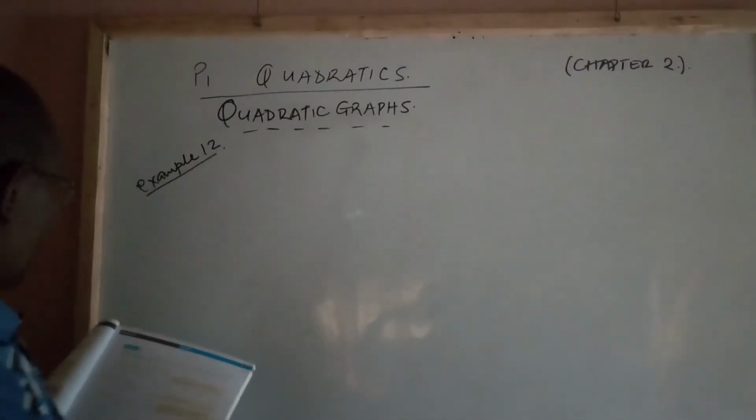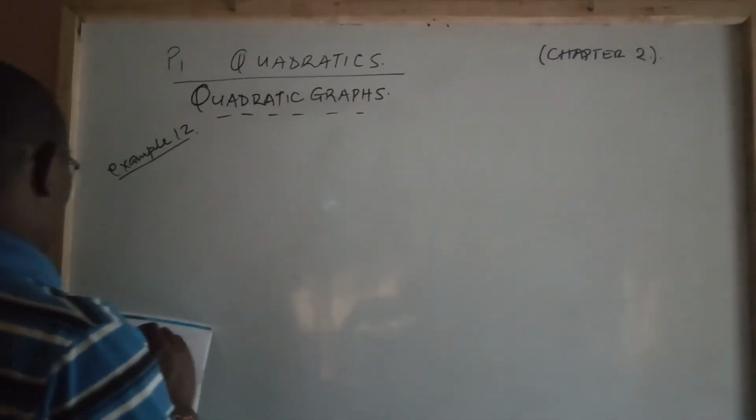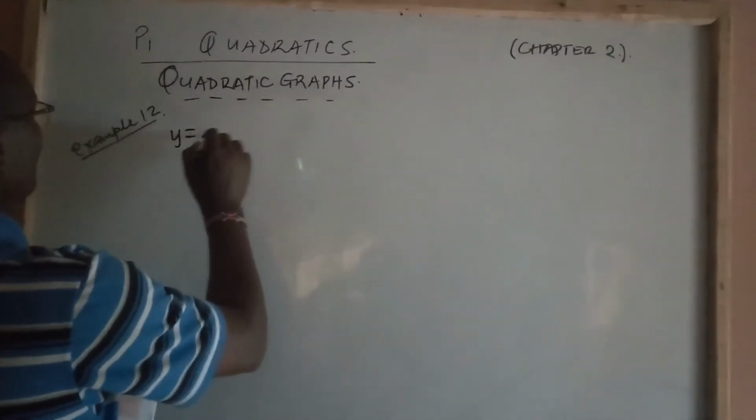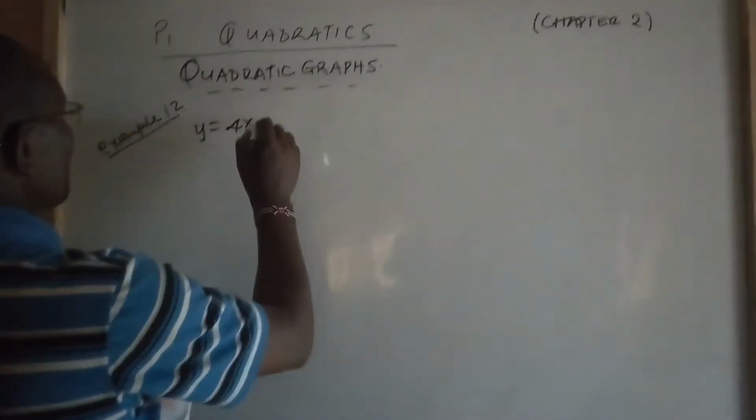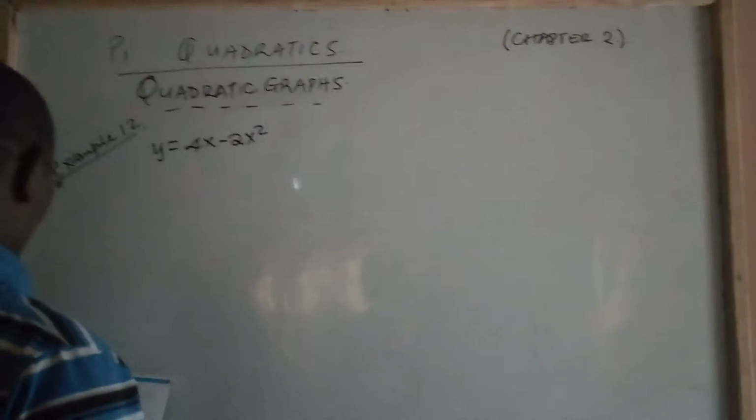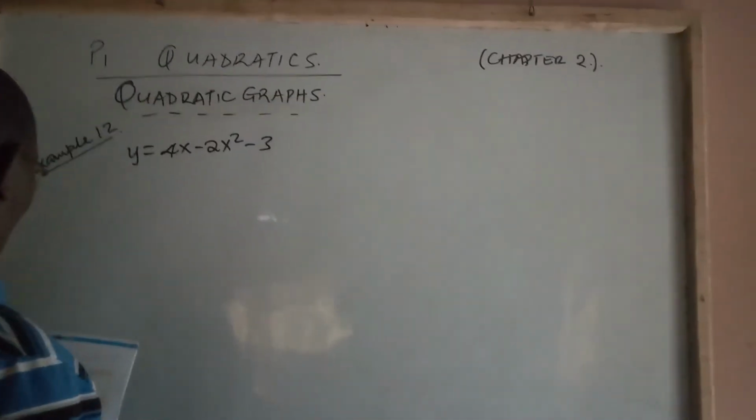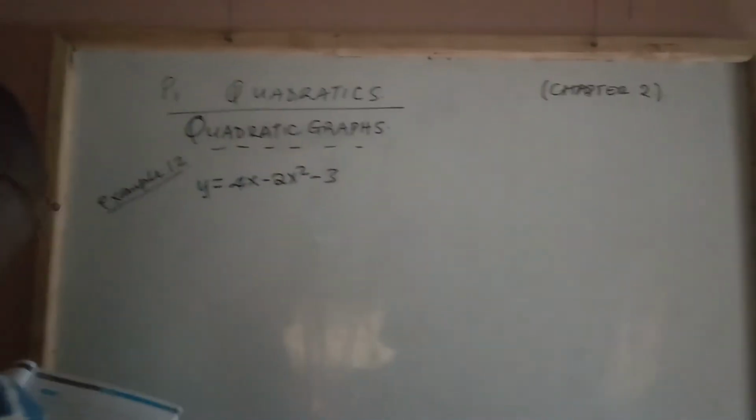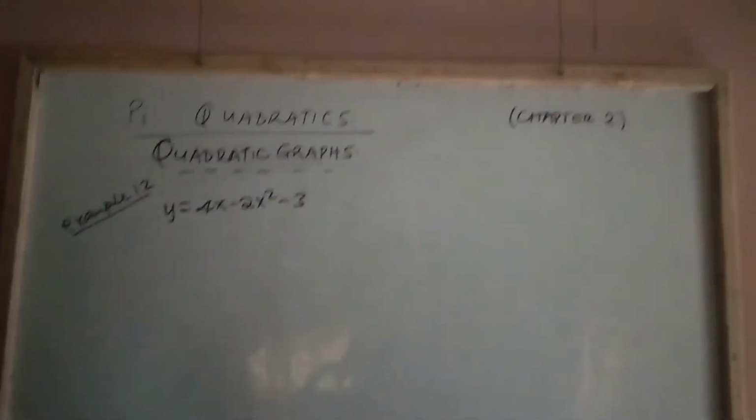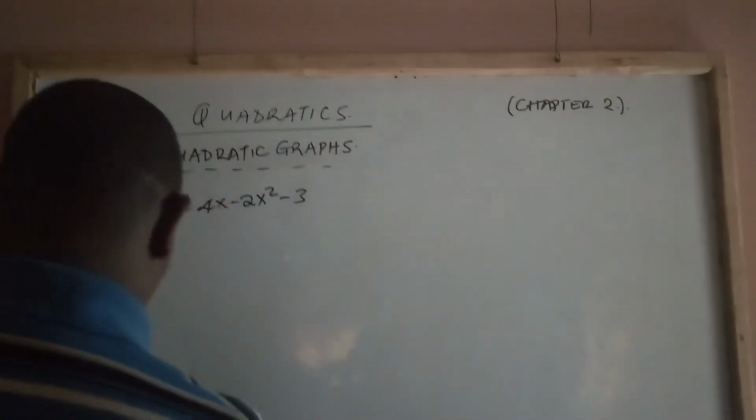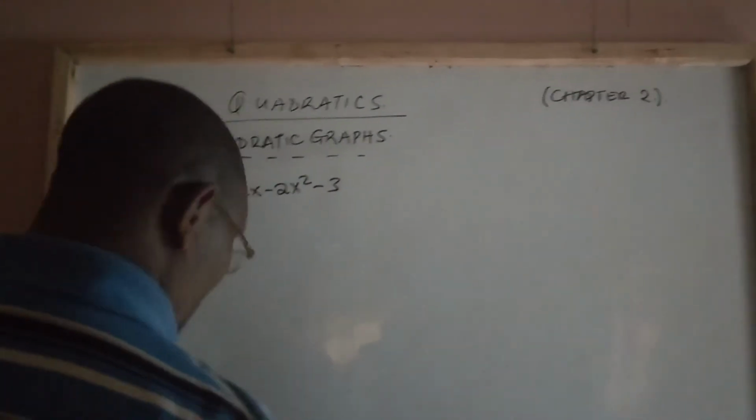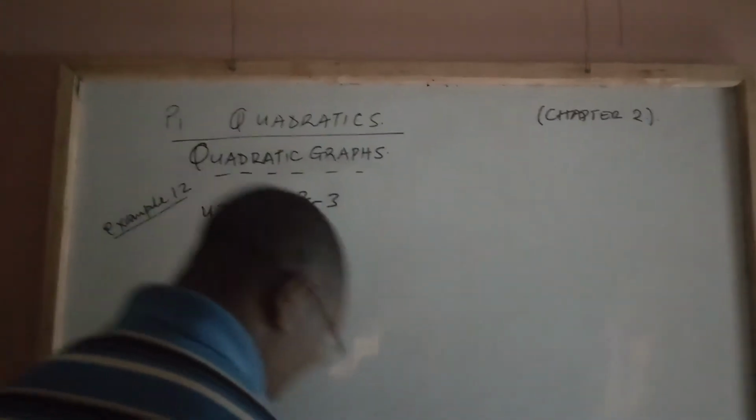In example 12, we have to sketch the graph of y equals 4x minus 2x squared minus 3, find the coordinates of the turning point, and write down the equation of the line of symmetry.